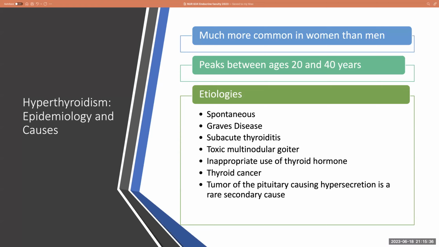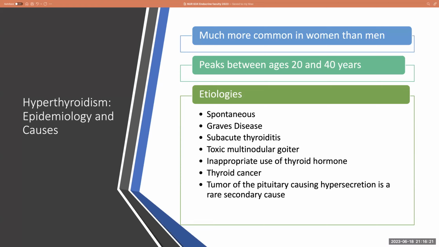It is usually more common in women than men, peaks between ages 20 and 40, and there are several etiologies. The most common is Graves' disease, which is an autoimmune disease. Other things you'll see are subacute thyroiditis, which usually resolves. You can have a toxic multinodular goiter, which is producing excessive thyroid hormone. They could have an inappropriate use of their thyroid hormone because they're hypothyroid. Also thyroid cancer, and sometimes a tumor of the pituitary causing hypersecretion. That's a rare secondary cause of hyperthyroidism.